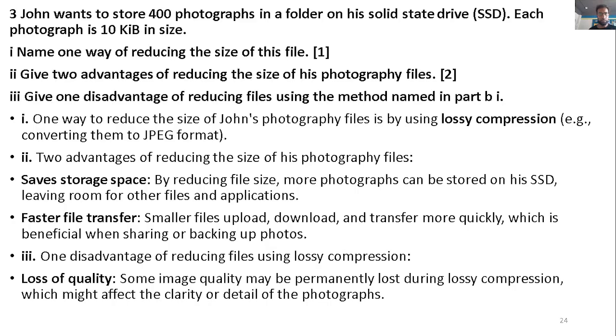Let's see. Okay. The first part. One way to reduce the file size is by using lossy compression, converting them into JPG formats. Two advantages of reducing the size of his photography are saving storage space and faster file transfer. One disadvantage of using lossy compression: yes, in part B we studied lossy compression. So with lossy we may lose some quality and of course clarity, so that may affect our photographs.